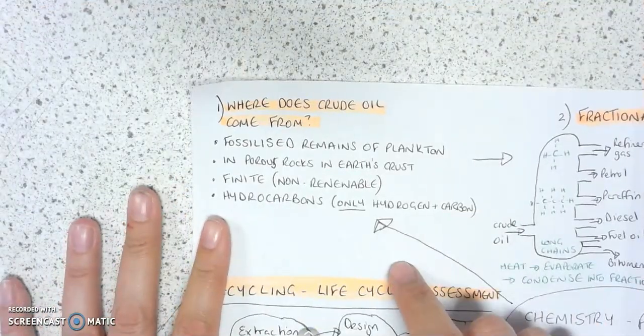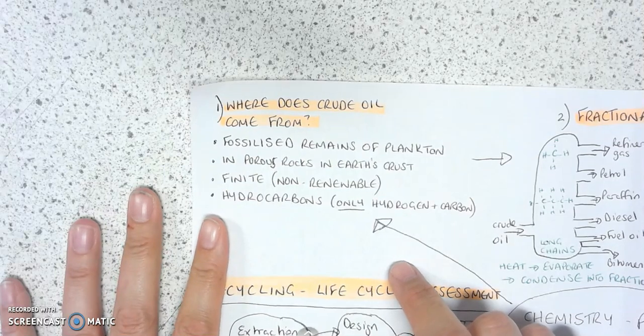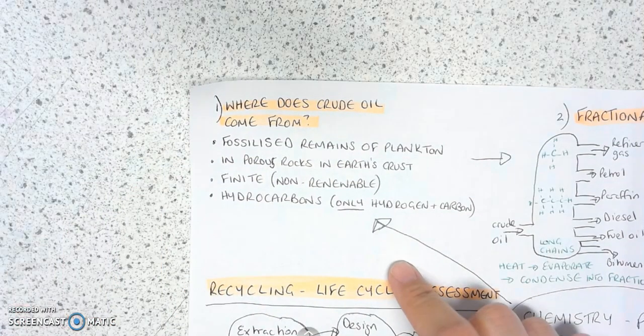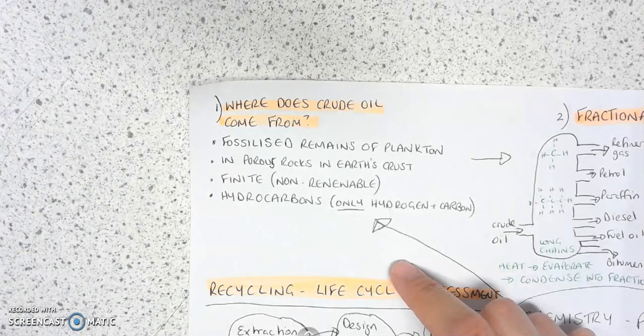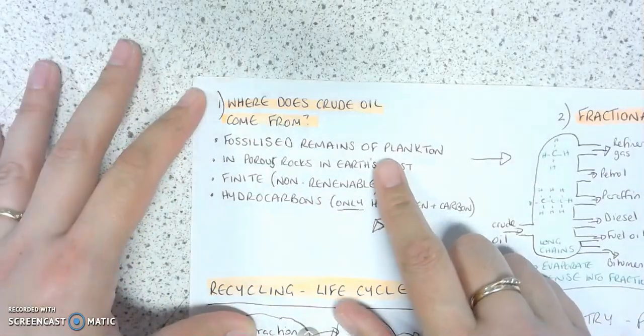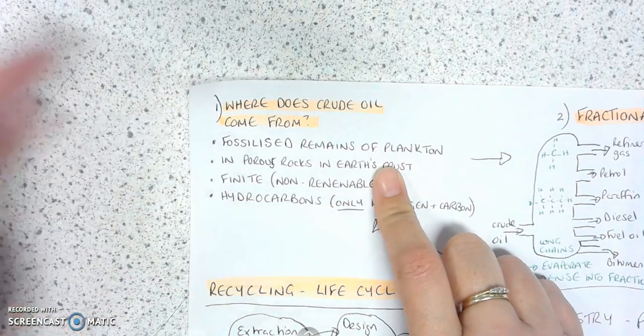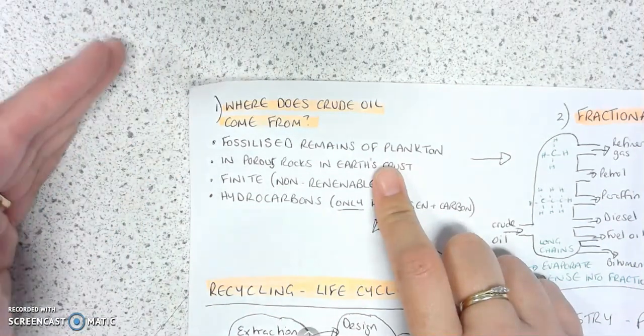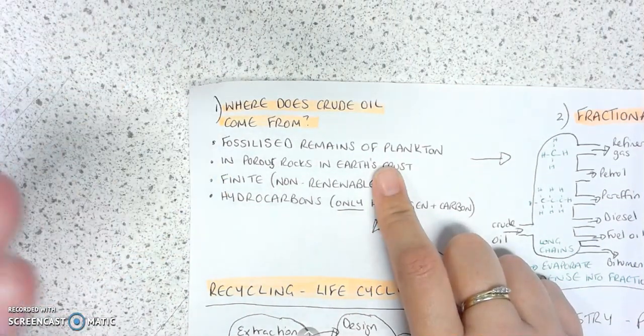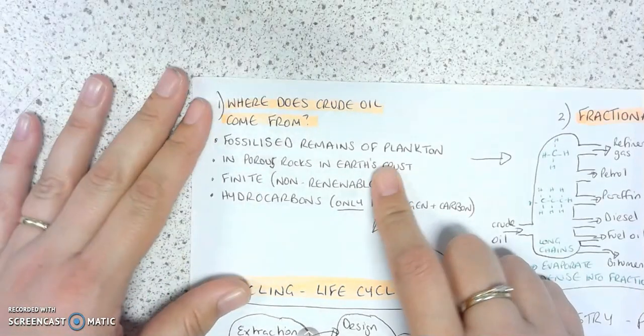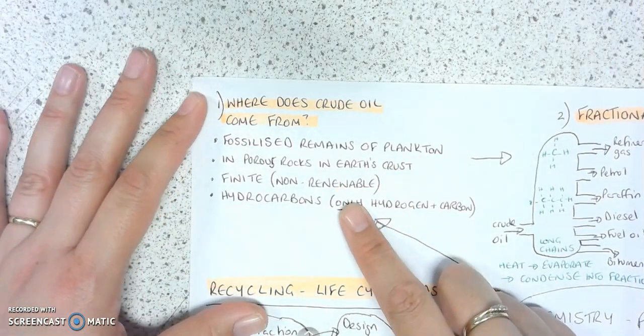So originally then, fossilised remains of plankton make crude oil, and it's buried deep underground because where the remains have died and sunk to the bottom of the sea floor, and then more layers of sediment and more layers of sediment and more layers of sediment on top, it ends up being squashed and squashed and squashed and going further down into the porous rocks in the Earth's crust.